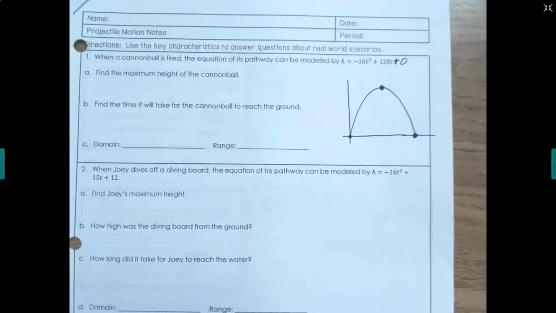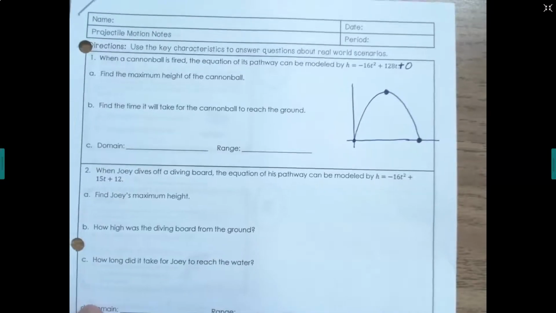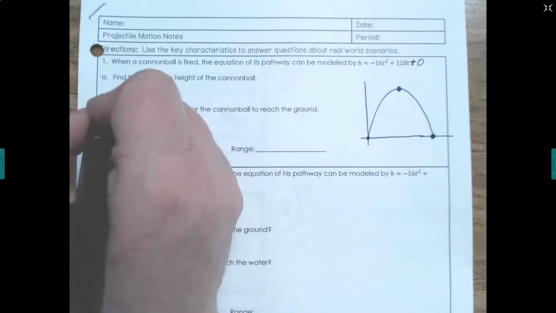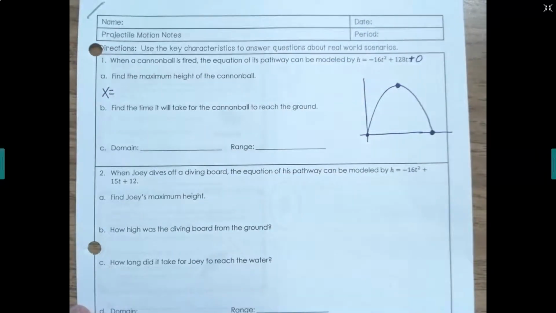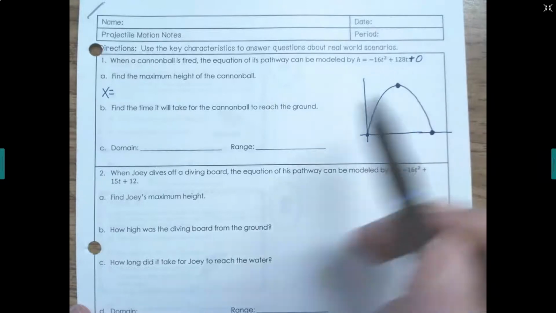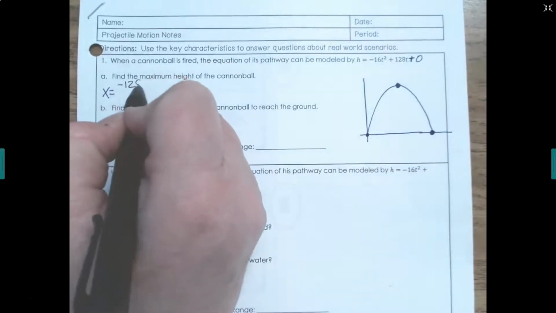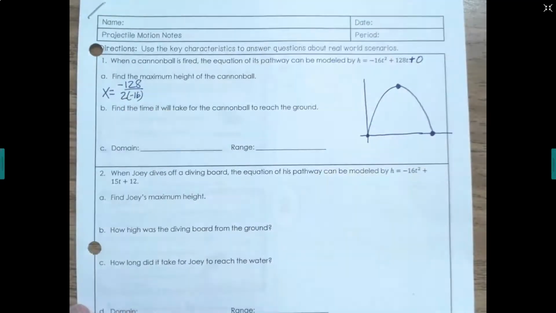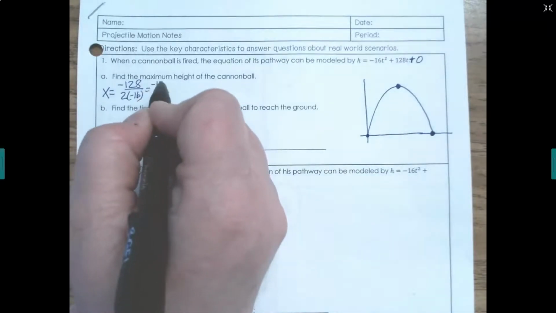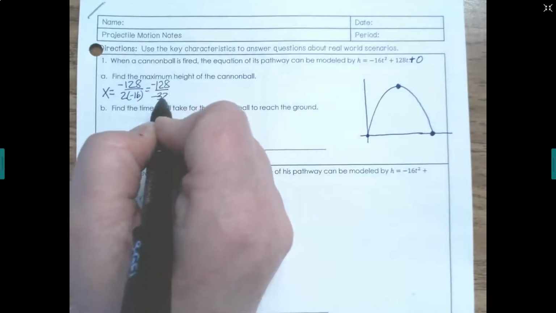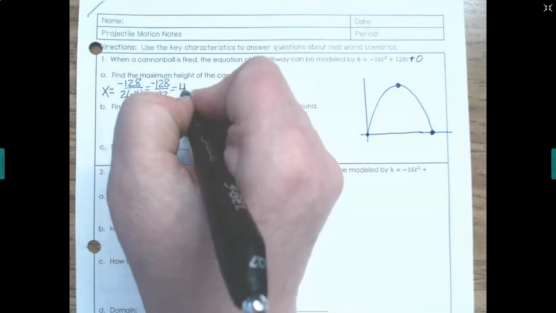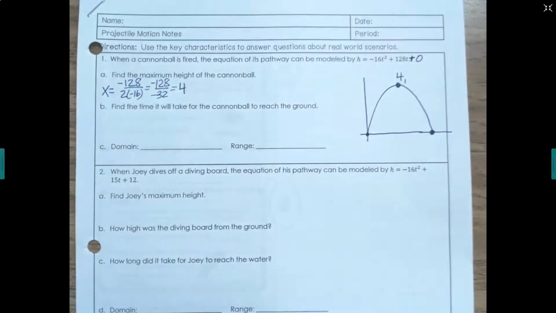That's what we're looking for. So it's not a lot different than what we do for just a regular graph. So I need to know the vertex and I need to know the x-intercept. So to find the vertex, I got to start with the x value. So remember, it's the same as the axis of symmetry, the negative b over 2a. So b is 128, so negative 128 divided by 2a. So you have a negative 128 divided by negative 32 is a number, and that number is 4.